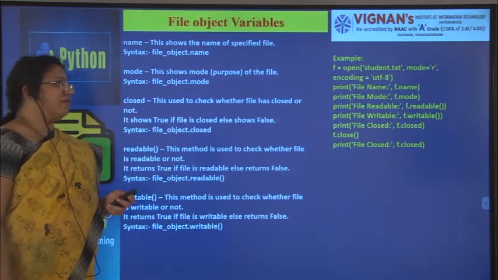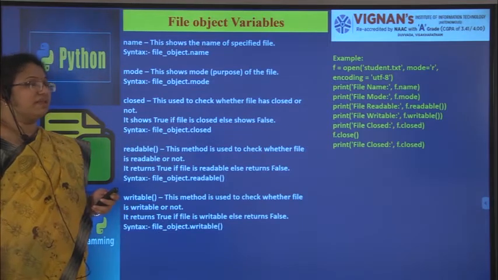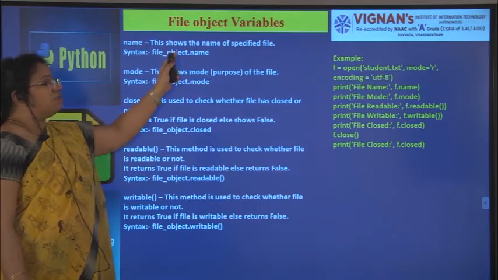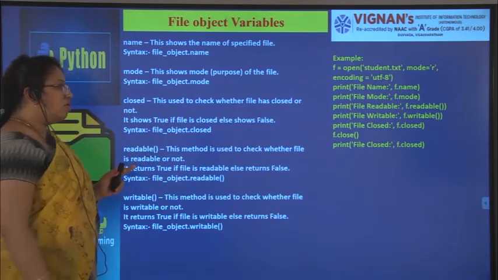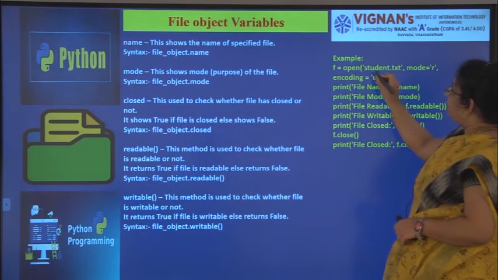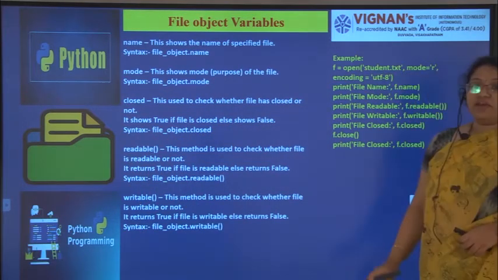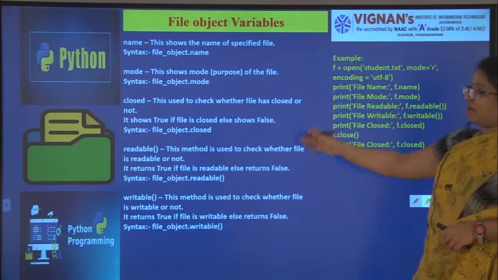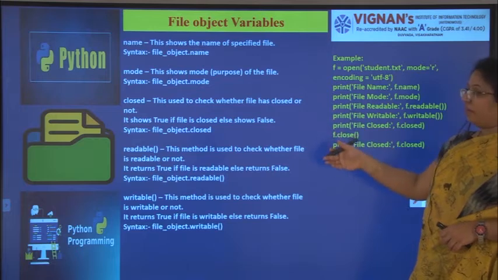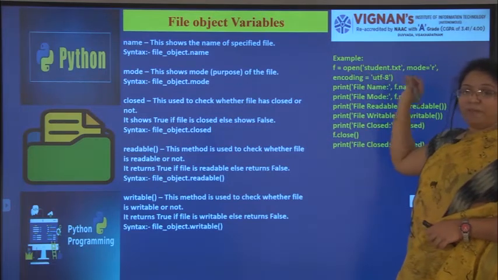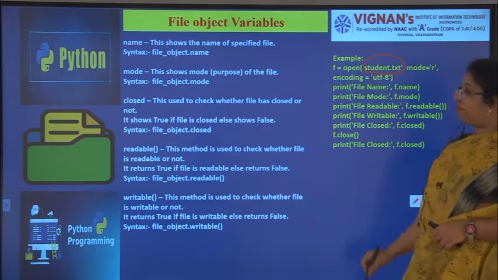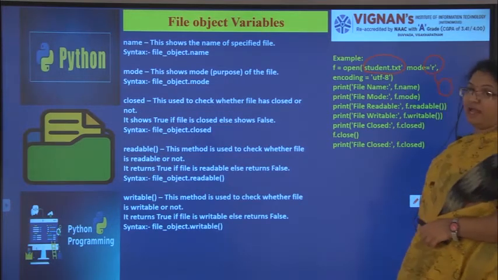Coming to the file object variables, we have different object variables like this. First one is name, which is used to specify the name of the file. I had created a file here, fopen of student.txt. We have different types of file object variables like name, mode, closed, readable and writable. Now I am going to open a file, fopen of student.txt, which is the name of the file, and this is the mode of the file I am mentioning.